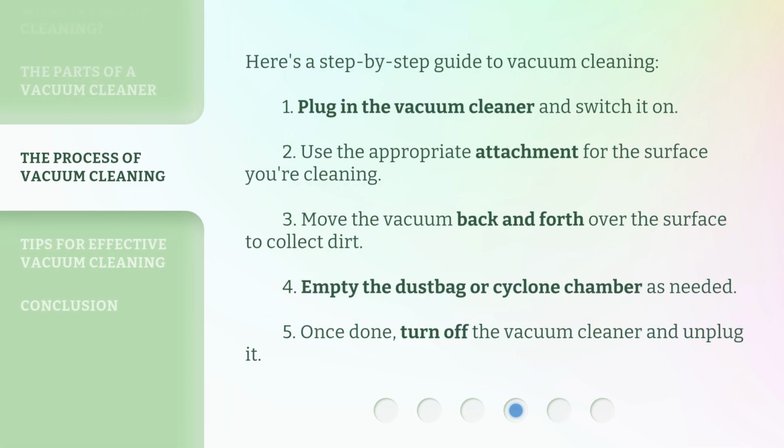Here's a step-by-step guide to vacuum cleaning. 1. Plug in the vacuum cleaner and switch it on. 2. Use the appropriate attachment for the surface you're cleaning. 3. Move the vacuum back and forth over the surface to collect dirt. 4. Empty the dust bag or cyclone chamber as needed. 5. Once done, turn off the vacuum cleaner and unplug it.